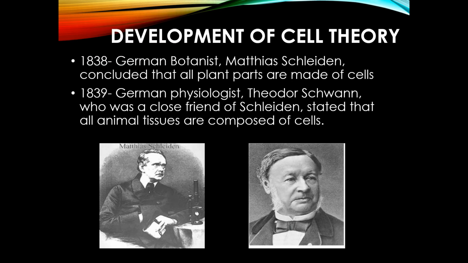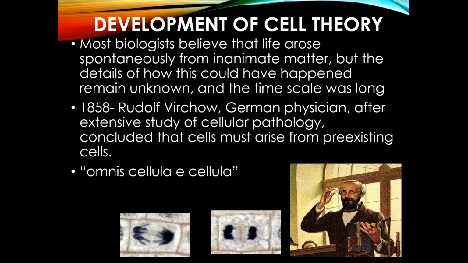Then in 1838, the German botanist Matthias Schleiden concluded that all plant parts are made up of cells, right? And in 1839, German physiologist Theodor Schwann, who was a close friend of Schleiden, stated that all animal tissues are also composed of cells. Both Schleiden and Schwann jointly gave the cell theory.